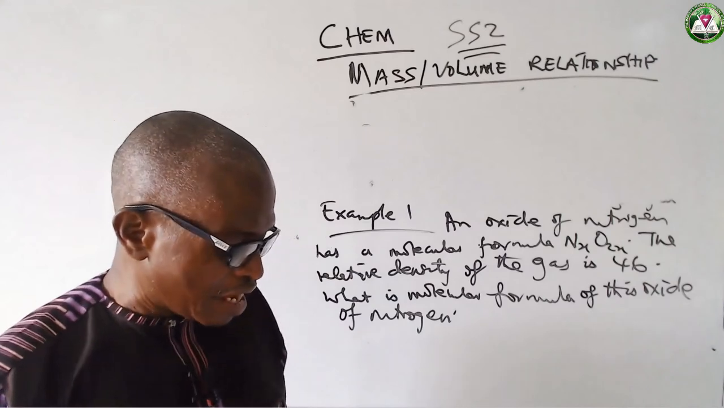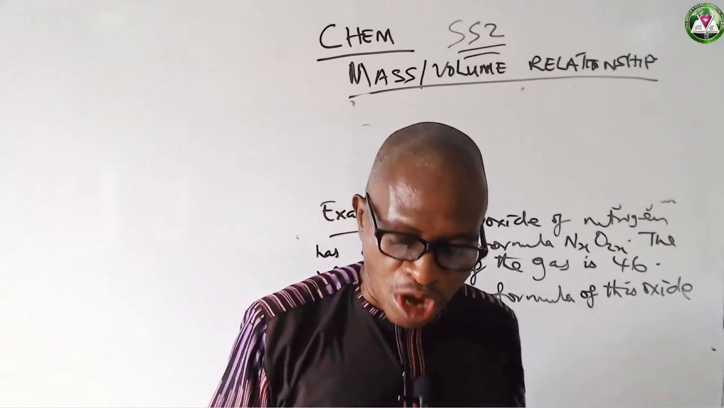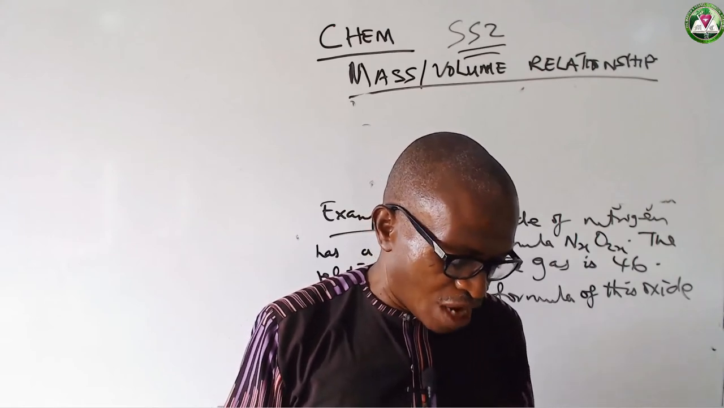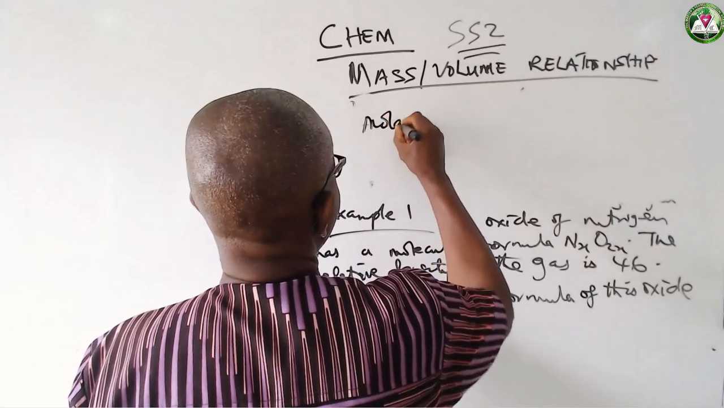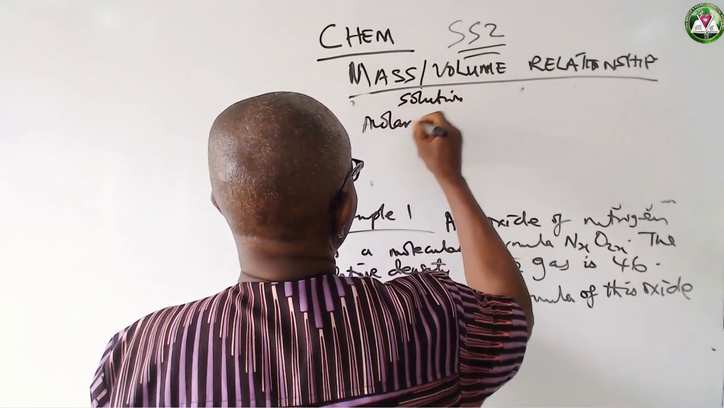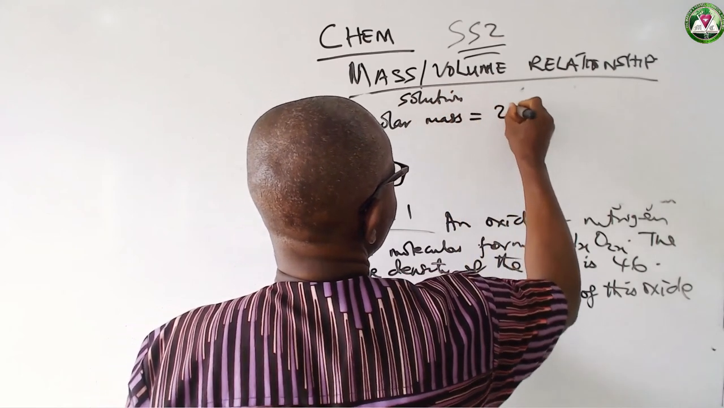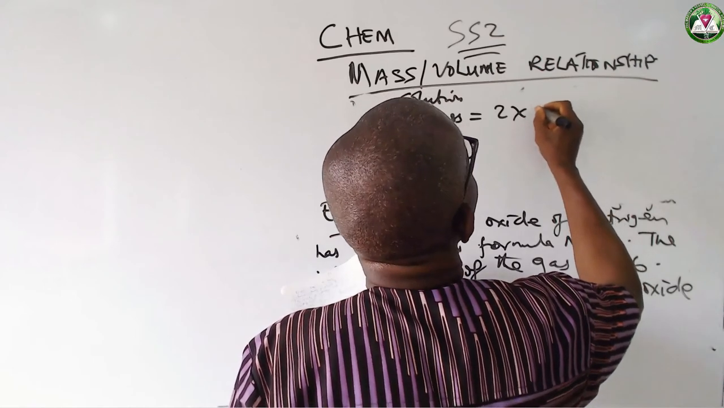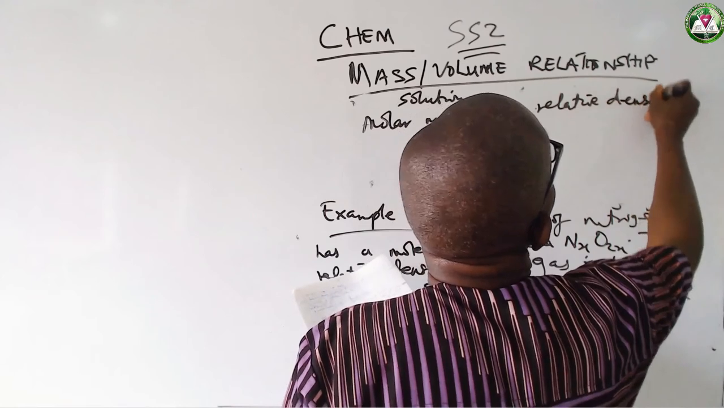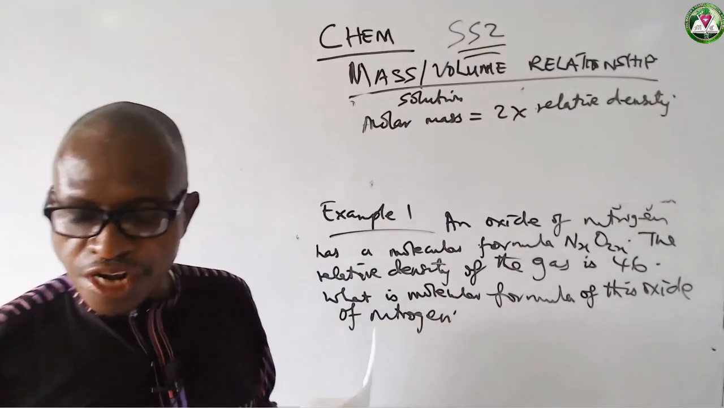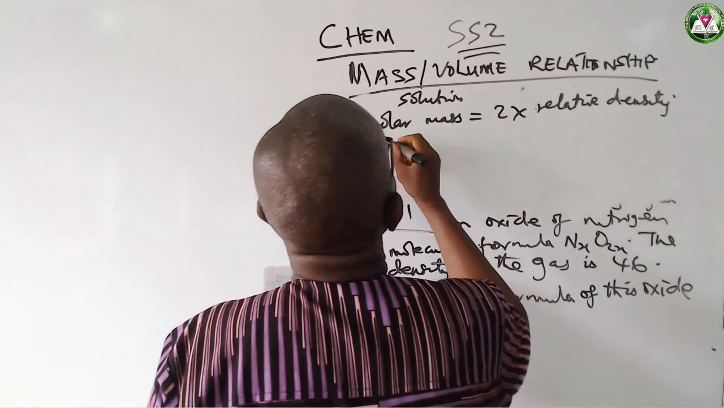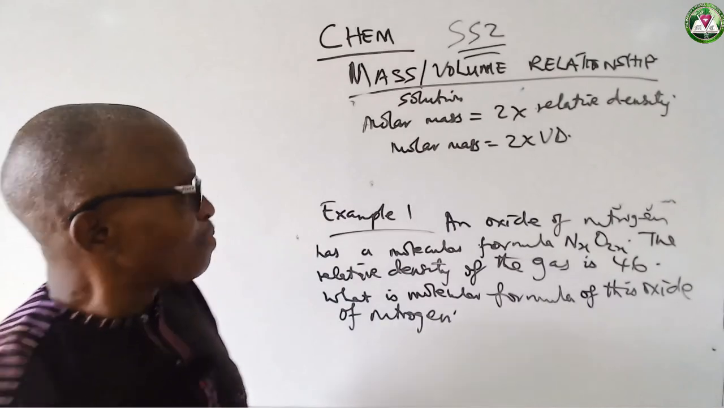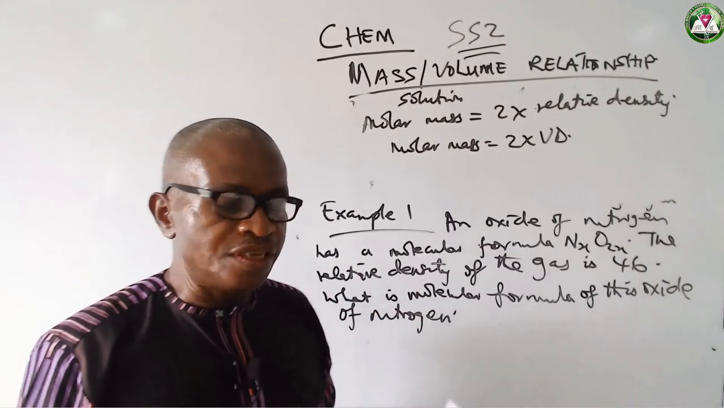The first thing is you have to remember what you have been taught when we were doing gas laws. One of the equations we have in gas laws is that molar mass is equal to 2 times relative density. You may say that at that time we didn't call it relative density. At that time we said that molar mass is equal to 2 times vapor density. Vapor density is the same thing as the relative density of a gas.